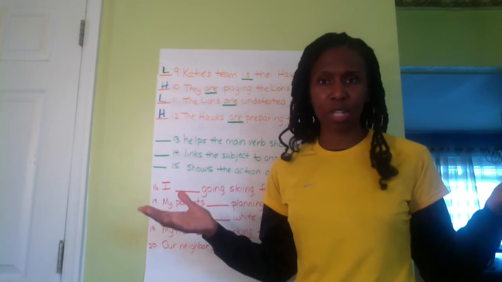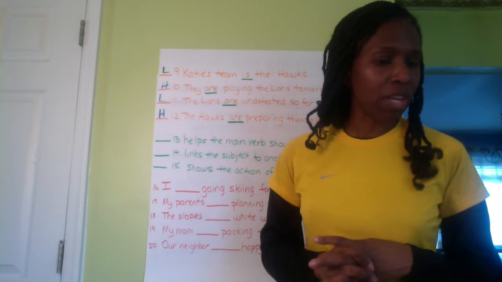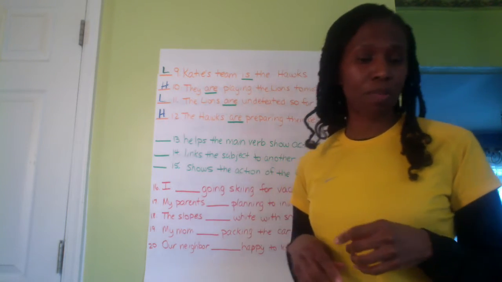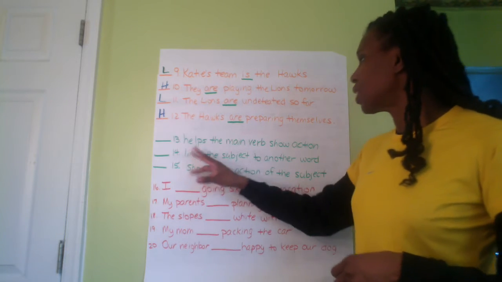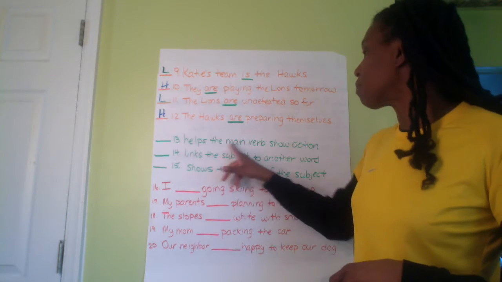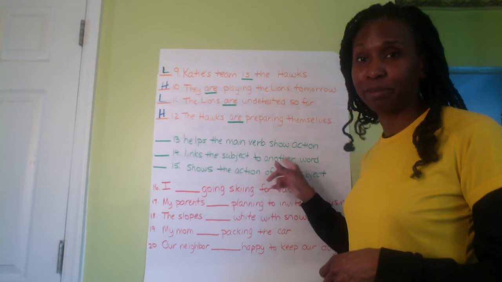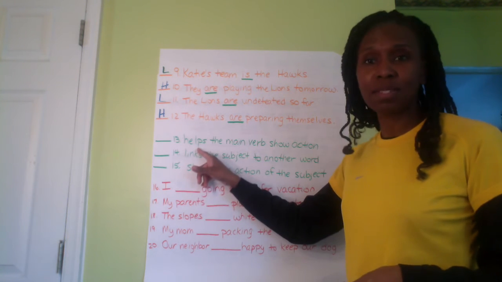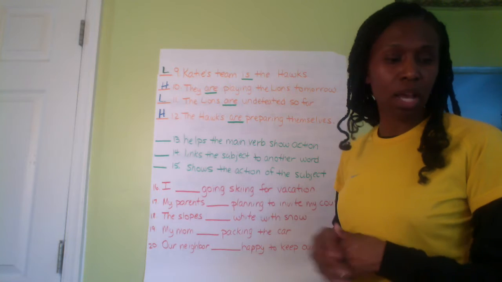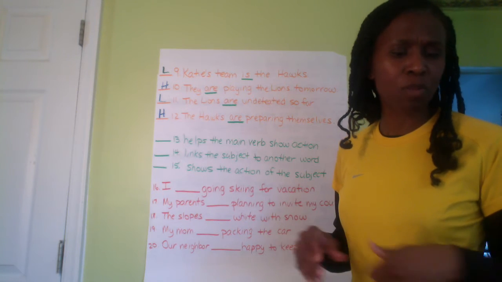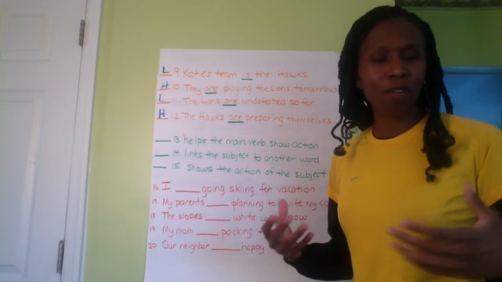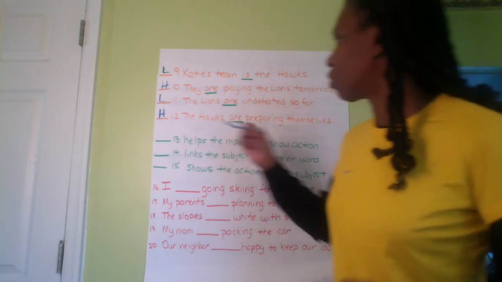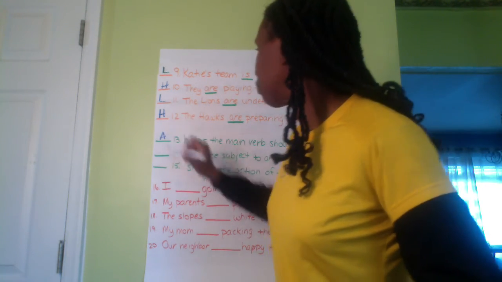Oh, this is just matching, identifying. It says write the letter of each type of verb next to its description. All right, so if we look for some clue words, I think it'll help us out a lot. All right, for number 13, this helps the main verb show action. I see a little clue word in there. Helps, yes. Something that helps the main verb show action is a helping verb, and that's letter A on your paper. So number 13 is A.